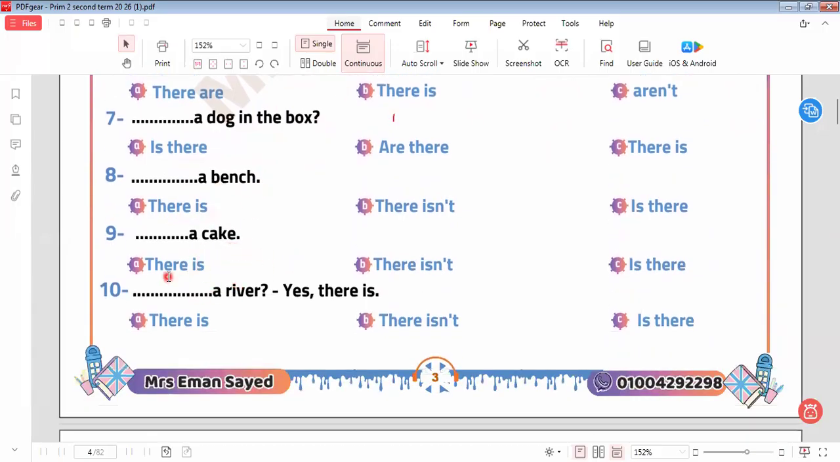Space, a cake. To be there is a cake. So here I will say there is, because here a cake is singular. So I use there is. Space, a river. So here I would say there is. So when I make a replacement, here I replace the verb instead of the subject. So the answer would be is there when we make a question. Okay, let's continue. Let's go to another question here.